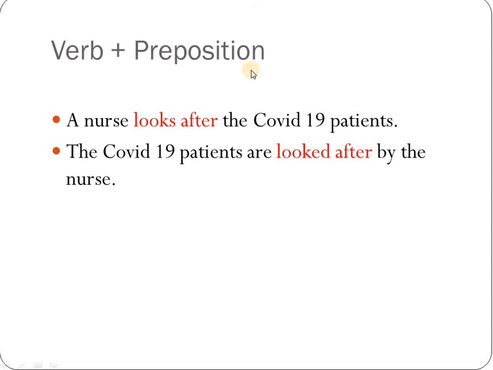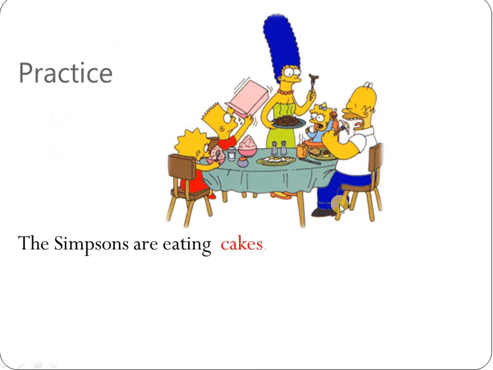Verb plus preposition. Now in certain sentences you have verbs which are followed by prepositions. In such cases you have to bring the preposition along with the verb whenever you change the active sentence to the passive. Take this example, for instance: a nurse looks after the COVID-19 patients. The COVID-19 patients are looked after by the nurse. So we are not going to omit 'after', it's going to be brought into the passive sentence also.